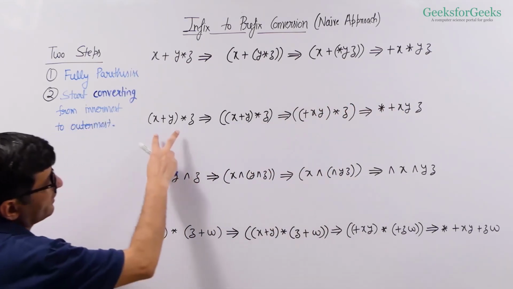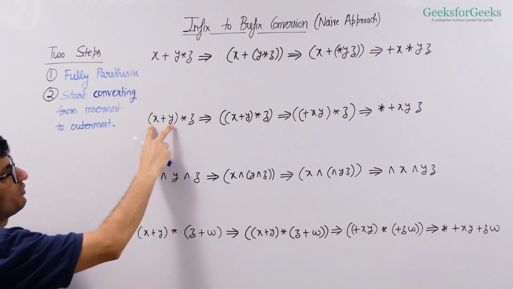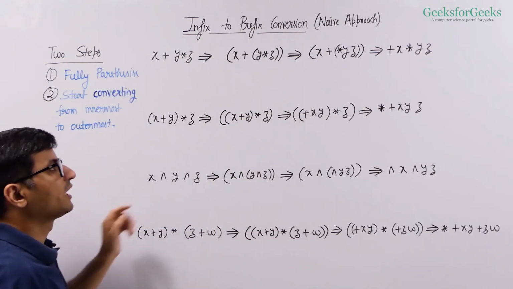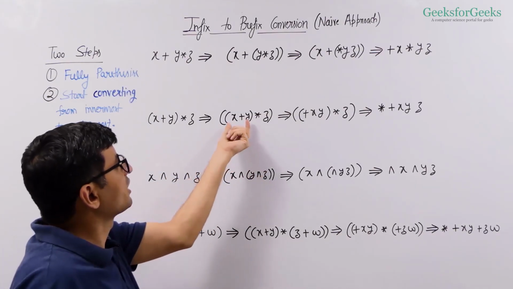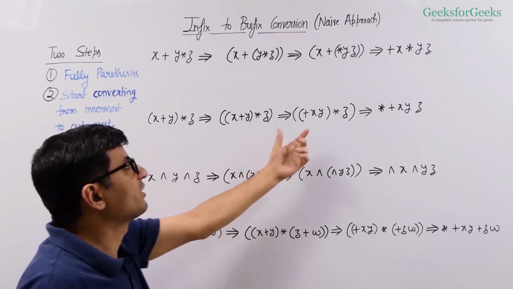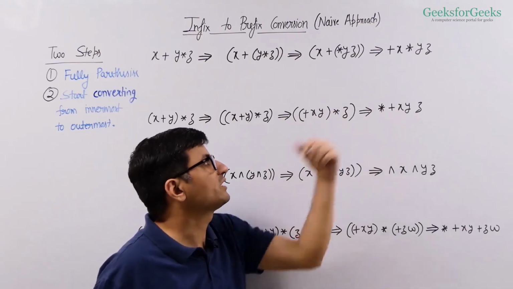Let's see this second example. So we already have parenthesis here. We just need to put one more parenthesis here to get this expression. Now in this expression, we are first going to convert this into prefix. So we are going to get plus xy, and then we are going to parenthesize this whole thing. So we are going to get star plus xy and z.